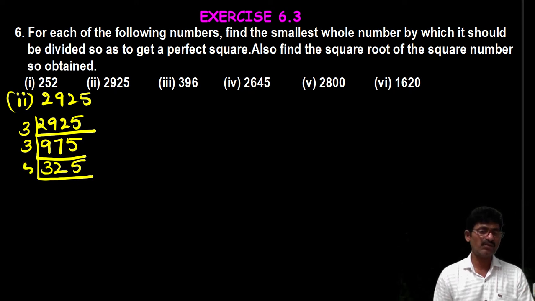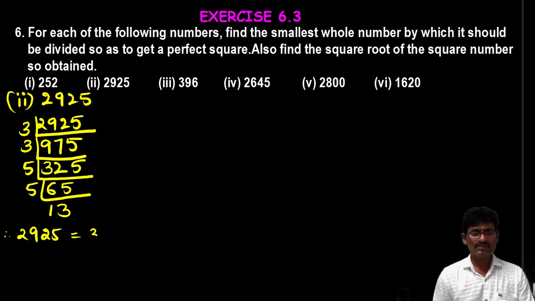So let us do with 5. 5 times 6 is 30. Then 5 times 5 is 25. Now again do with 5. 5 times 1 is 5. 15 will be there. 5 times 3 is 15. So therefore we can write 2925 equal to 3 times 3 times 5 times 5 times 13.